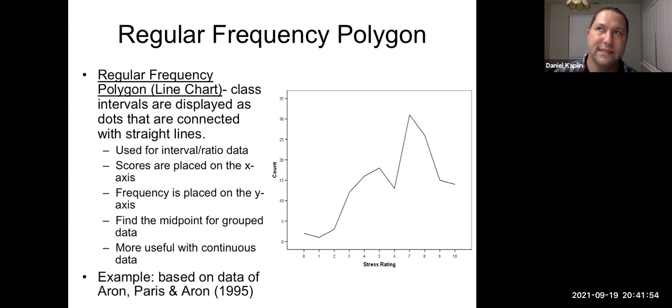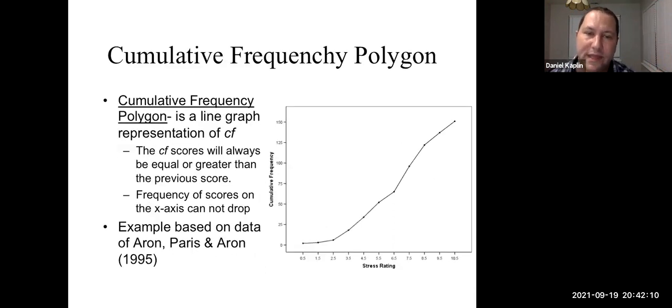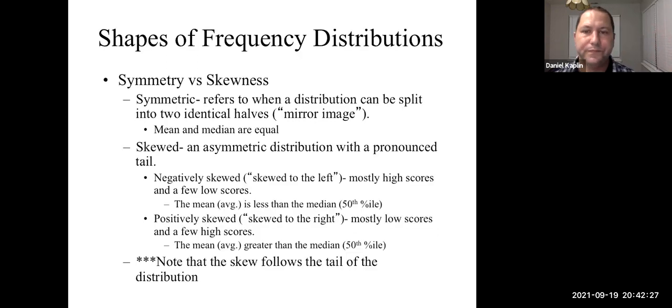Now, how would they stay the same? Well, let's say we had a frequency of 24, right? And then the next one up was 0. Well, 24 plus 0 stays 24, right? And so it would at least stay the same. So this is why in a cumulative frequency polygon, the line is going up. So the frequency in the y-axis cannot go down in a cumulative frequency distribution.